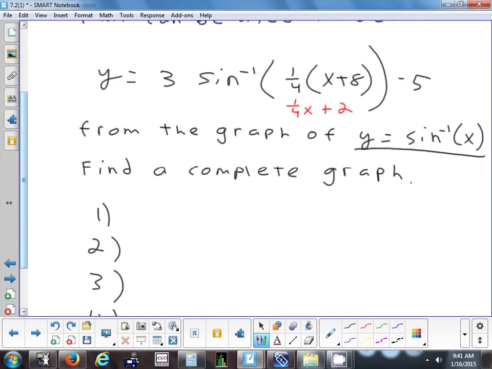Okay, who can tell me the first thing we would do to change inverse sine x into what's up above? What's the first transformation? Marina? It would be shifting left 2. Shift left 2. Yep.